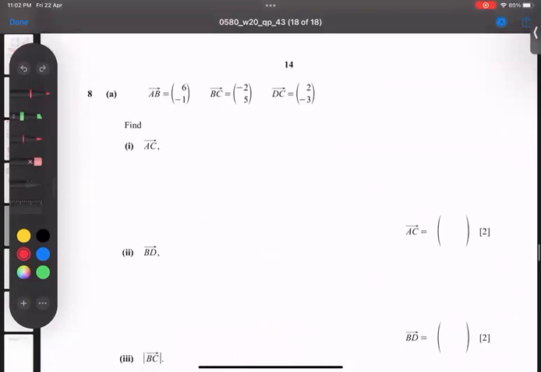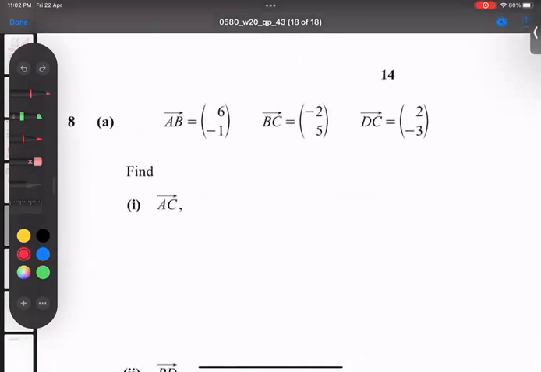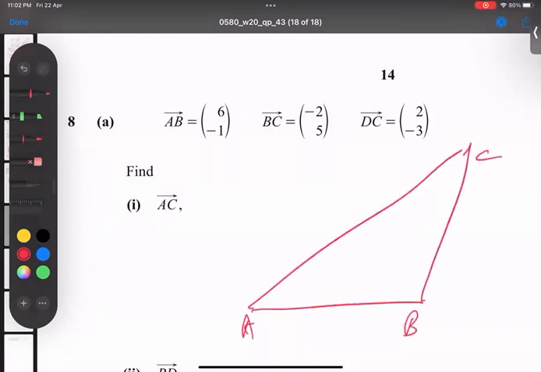This is question number 8. How to do question number 8? Question number 8 is AC. How to get AC? We are starting from A, ending at C. I have AB, I have BC, I have DC, but I don't have AC. Then what is the technique? For example, A to B, then B to C, and this is called AC. So the approach is A to B plus B to C.